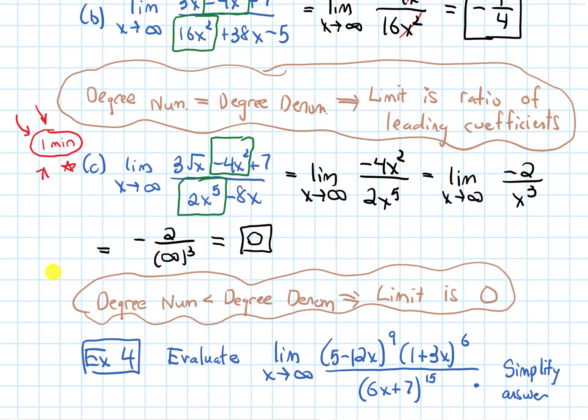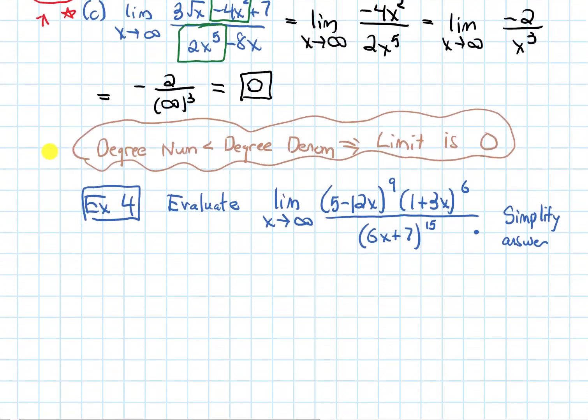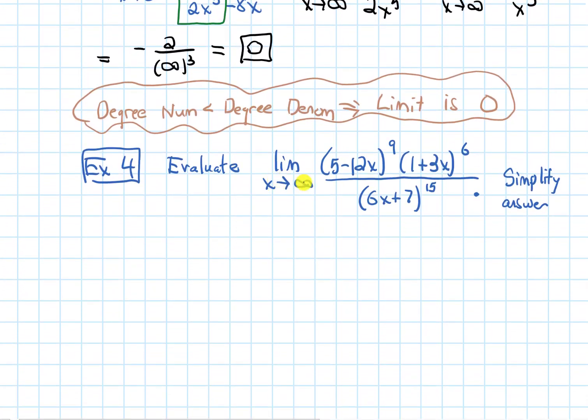Okay, so let's do one more example. We want to evaluate this limit as x goes to infinity. So we have some higher powers this time, and simplify our answer. If we use that same idea where we keep the highest powers, because there are a bunch of things being multiplied and raised to powers like this, I'm going to keep the highest power that shows up within each parentheses.